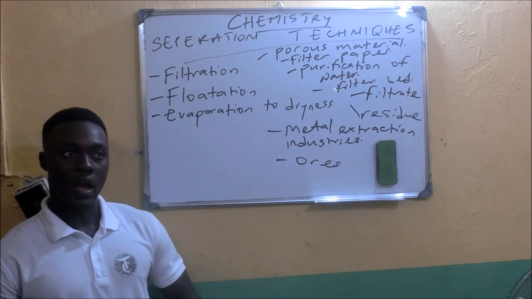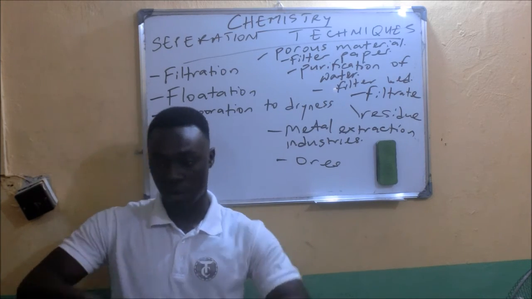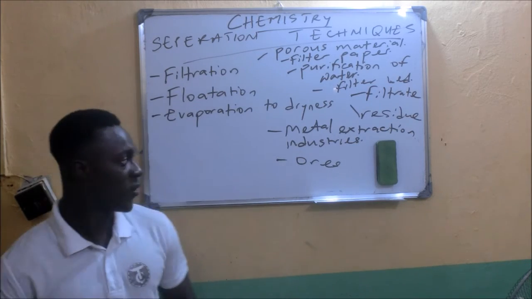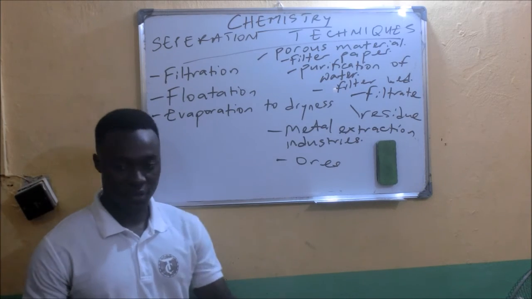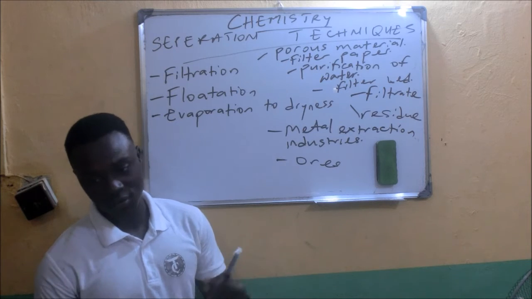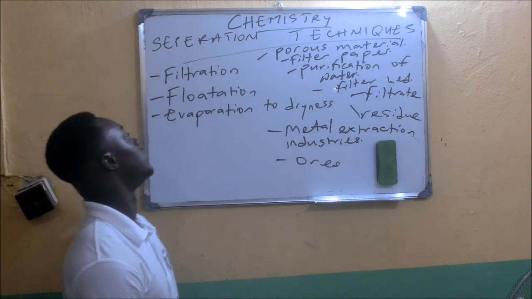Also, for some lighter ores, it is the impurities that will settle and then the metallic ore will float. Okay, so it could be one way or the other, but usually part of the mixture will float and then the other part of it will settle. So that is what happens in flotation.